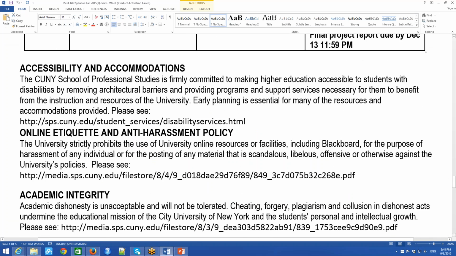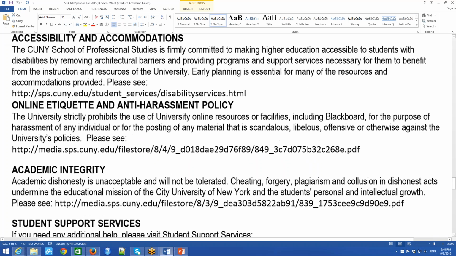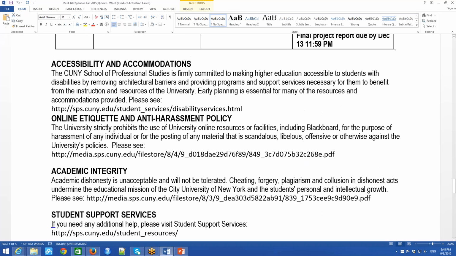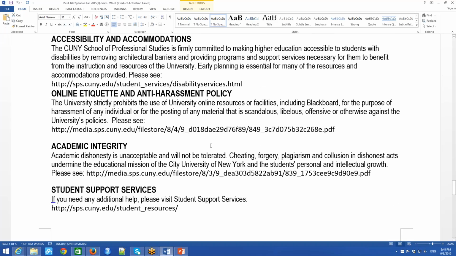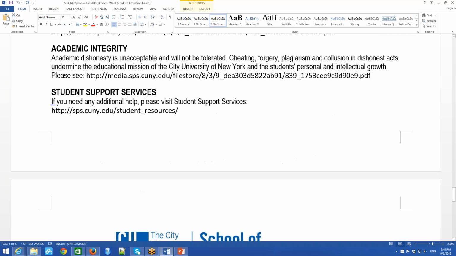Of course, there are some ethics and rules by the school you have to abide by, including academic integrity and some other issues that you may experience. Feel free to let me know if you have questions.